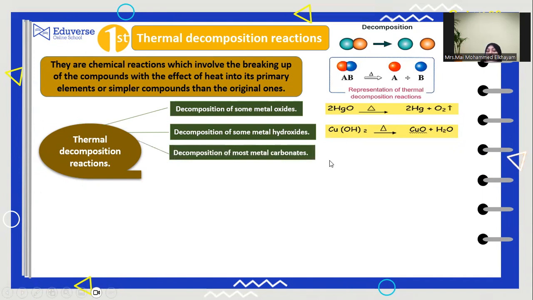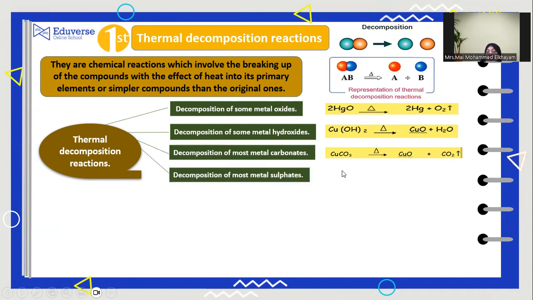Now, with the decomposition of most metal carbonates, like copper carbonate, which is green in color, by heating will give us black copper oxide and carbon dioxide gas. And the decomposition of most metal sulfates, like copper sulfate, which is also blue, by heating will give us black copper oxide plus sulfur trioxide gas.